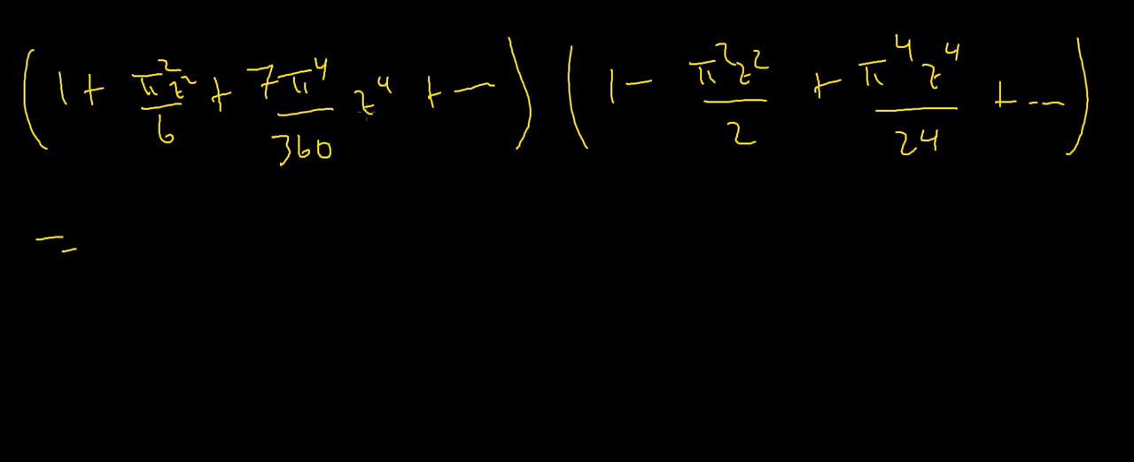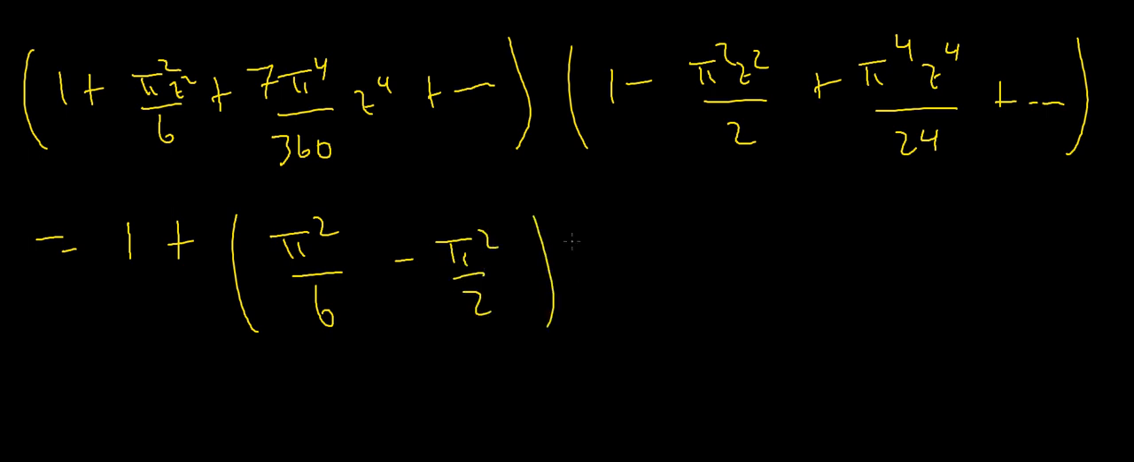So that's all I need to know. I don't need to worry about the z to the 4 parts. So the constant coefficient is just going to be 1. I'm not going to have anything times z. What about z squared? Well, I'm going to have pi squared z squared over 6. That's going to be one contribution. So pi squared over 6. And then I'm going to have a minus pi squared over 2 coming from this bit. So minus pi squared over 2. All of that times z squared.